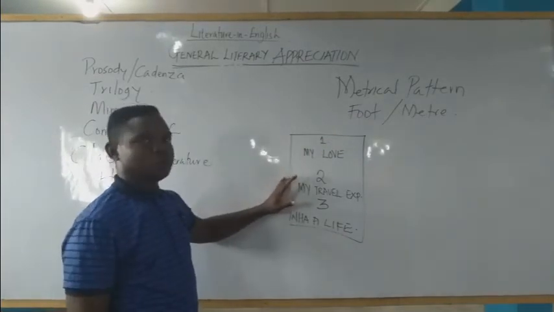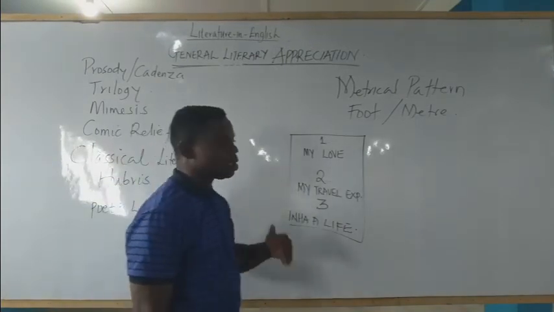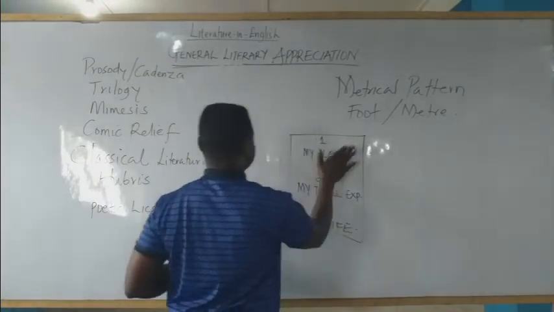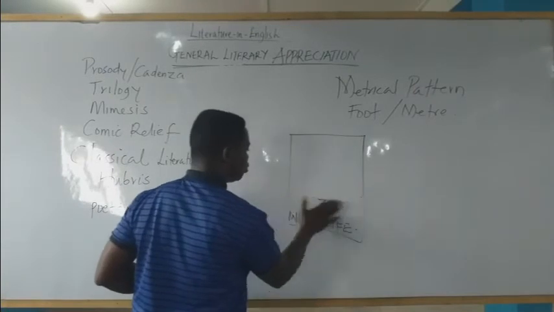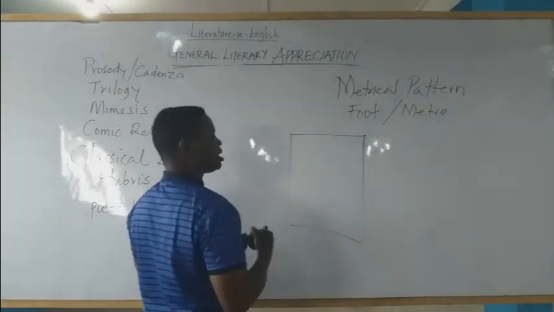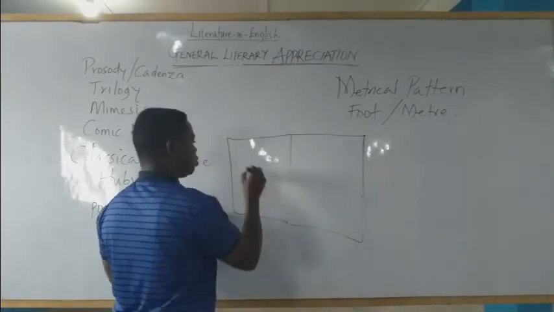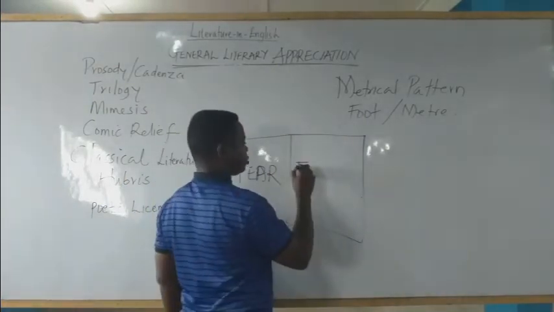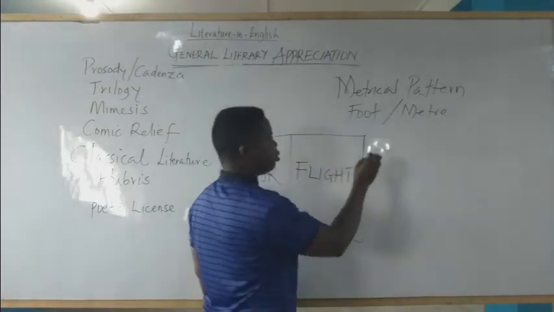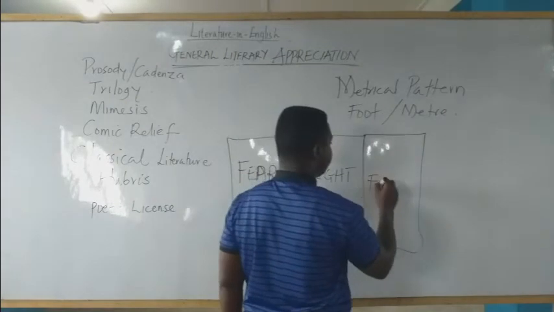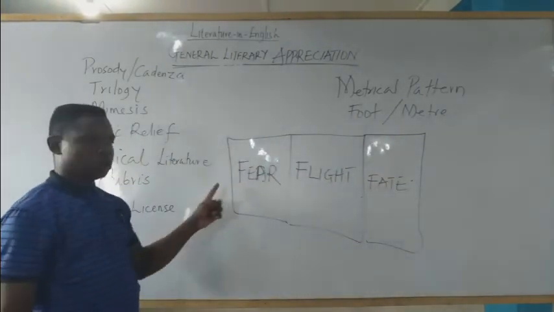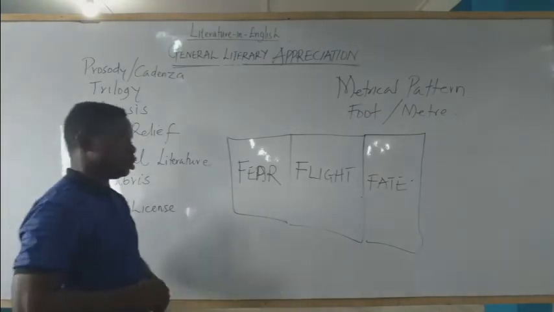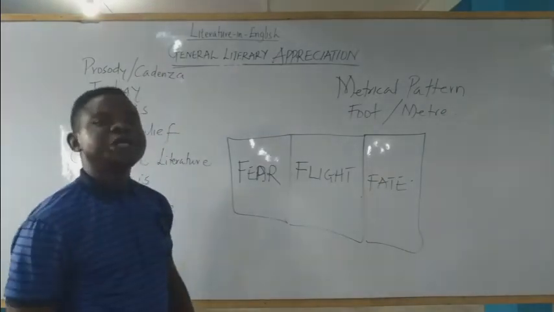Example, if you look at Native Son written by Richard Wright, the novel is a trilogy. Why? The actions in the novel are divided into three chapters. Chapter one is Fear. Chapter two is Flight. Then chapter three is Faith. A group of three connected stories like this is called a trilogy, and an example of a trilogy is Native Son.